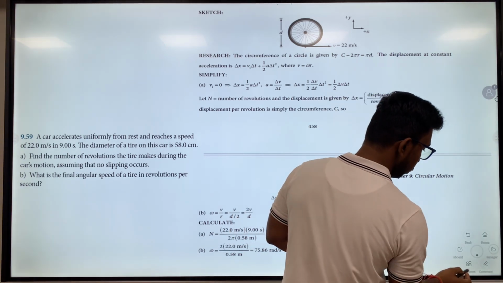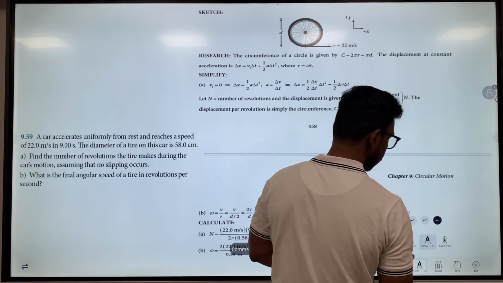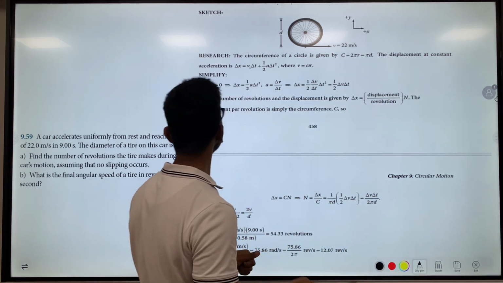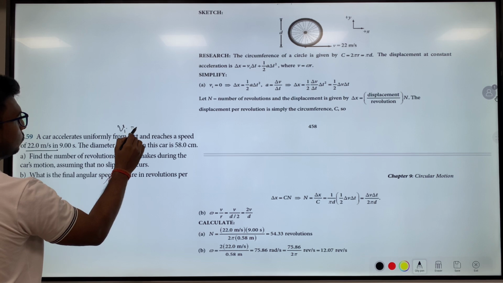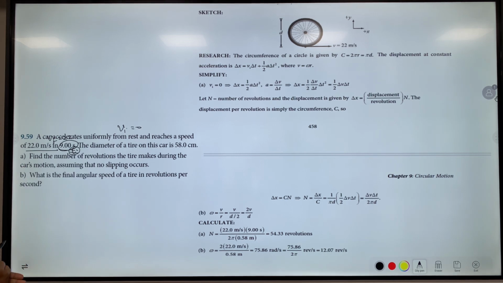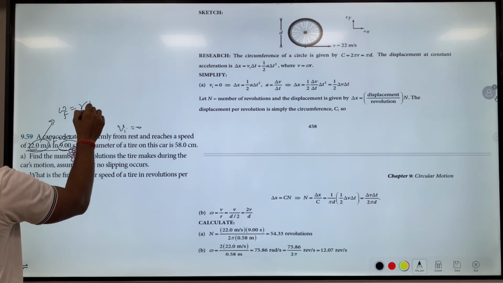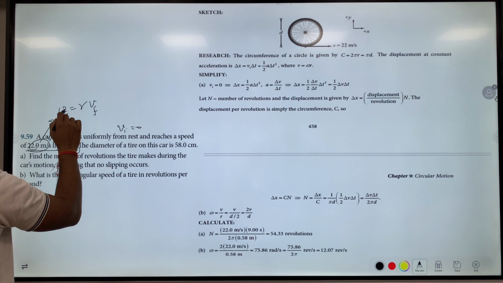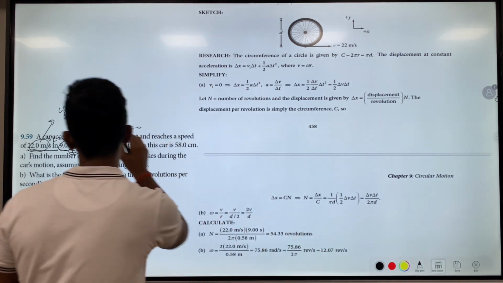Okay, let's try this. You have to basically convert between the linear and the rotational part, the circular part. The car starts uniformly from rest and reaches a speed of 22 meters per second. So V initial is 0, V final is 22, time is 9 seconds. The diameter of a tire on this car is 58 centimeters. Find the number of revolutions during this motion. So when it is 22 meters per second, I can find omega final, because omega is equal to V by R, sorry, my mistake. Omega is equal to V by R.